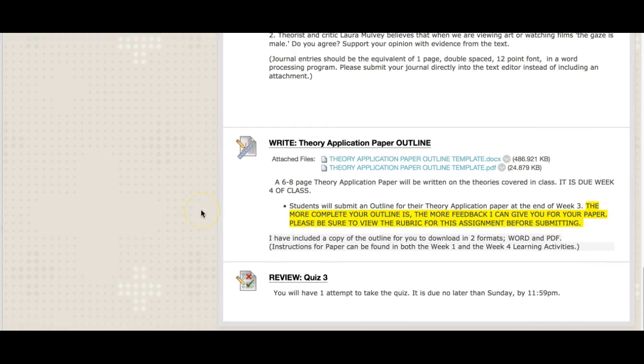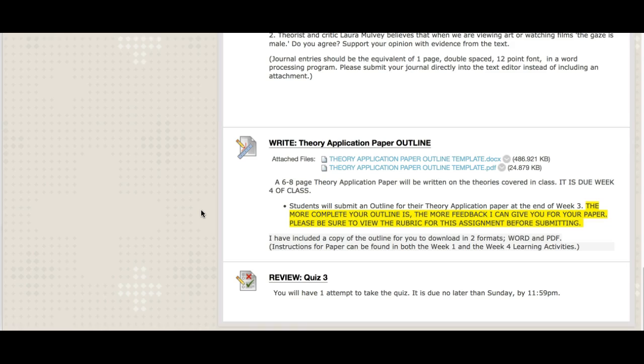Okay, next on the list, we are writing an outline for our theory application paper. So again, this is that 6 to 8 page paper. The prompt is in week 4 of your learning activities, and at this point you should have already looked through that and be very familiar with that. And you're going to submit this outline.